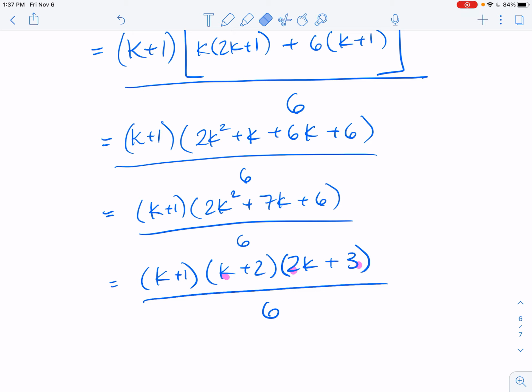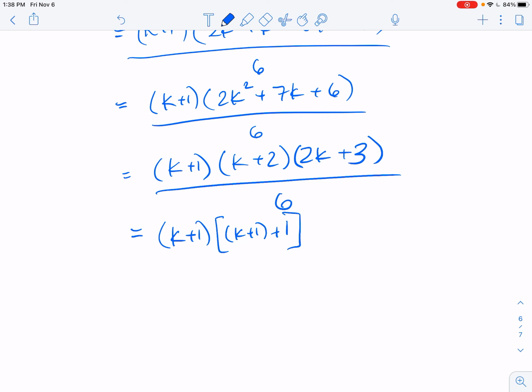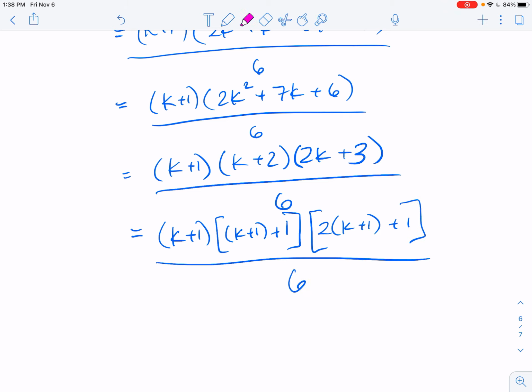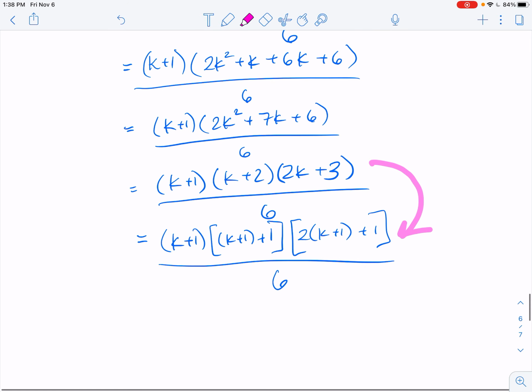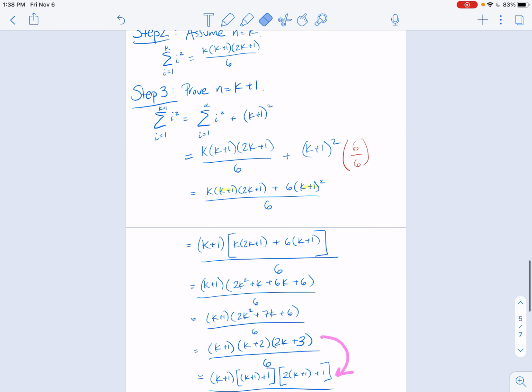Okay, so now I've cluttered my paper with pink. Whatever, plus 3. I'm almost there, you guys. So this becomes k plus 1 times k plus 1 plus 1 times 2 times k plus 1 plus 1, everything divided by 6. It seems arbitrary that we're going from here to here, but that's because we knew to do that back in our goal. We were here and we were like, well, we've got to go back to this. That's how we had gotten there. Hopefully that makes some sense.